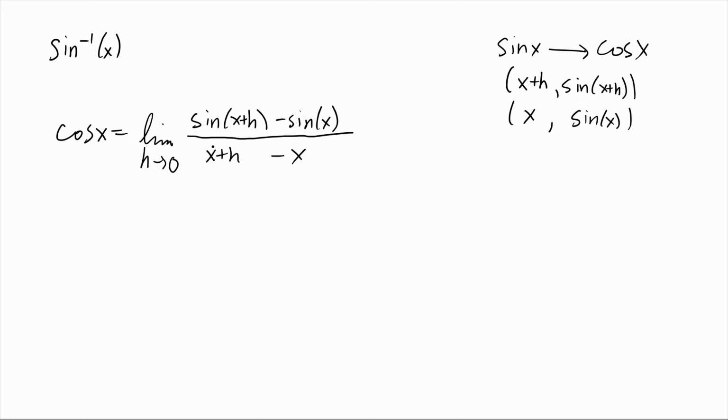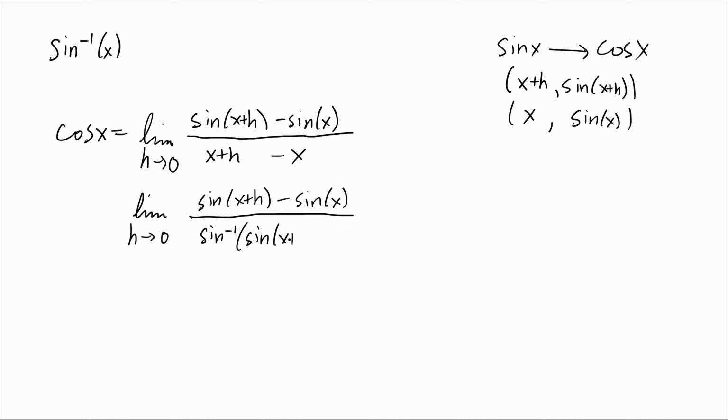But take a look at x plus h and x. We can rewrite these using the fact that this is an inverse to sine in the following way. We could think about this as being the limit as h approaches 0 of sine of x plus h minus sine of x, all over sine inverse of sine of x plus h, minus sine inverse of sine of x.